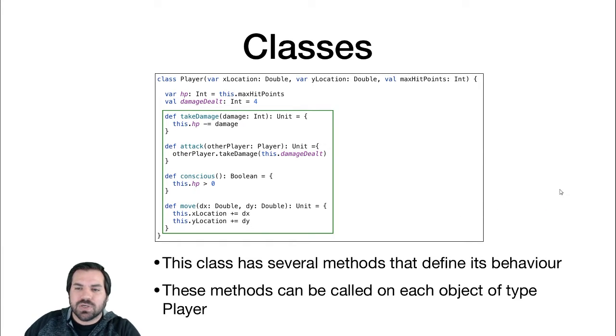Just like if we have a variable that stores a string object, we can say string.length, string.split, string.startsWith, string.contains. Same thing here. We're going to define the methods that someone can call on an object of type player. So if somebody has a variable that stores a player object, they can say dot takeDamage. They can call these methods on that object.